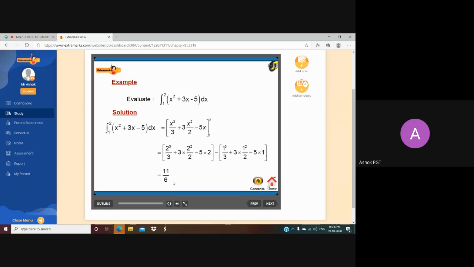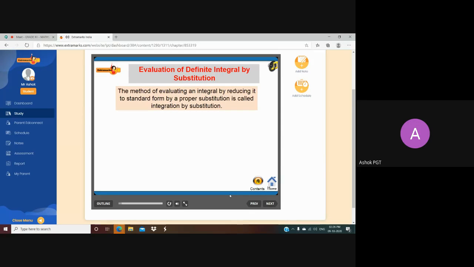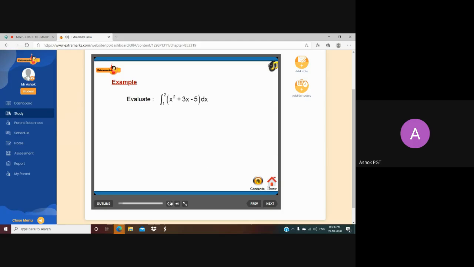Students, are you clear with this concept? Yes, sir. Okay, now next we study evaluation of definite integral. Let us work out another example. Students, this is the basic introduction of definite integral.